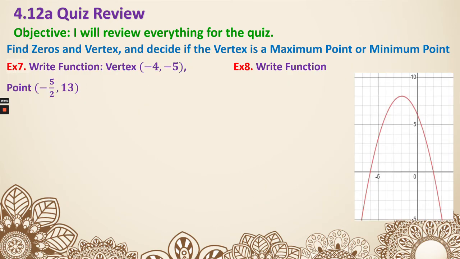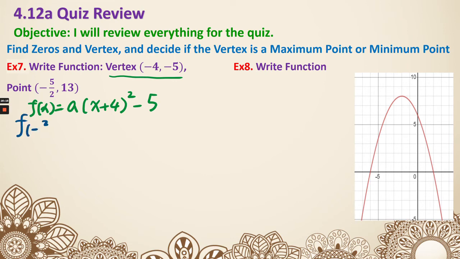Lastly, we also talked about how do we write the functions when we are given some points or a graph. Let's start with example 7. We're given vertex form, so I can start with vertex form. F of x equals a, I don't know the a because I need to use the other point to solve for a, x plus 4 squared minus 5. Now I'm going to put in the other point, f of -5 halves equals a -5 halves plus 4 squared minus 5.